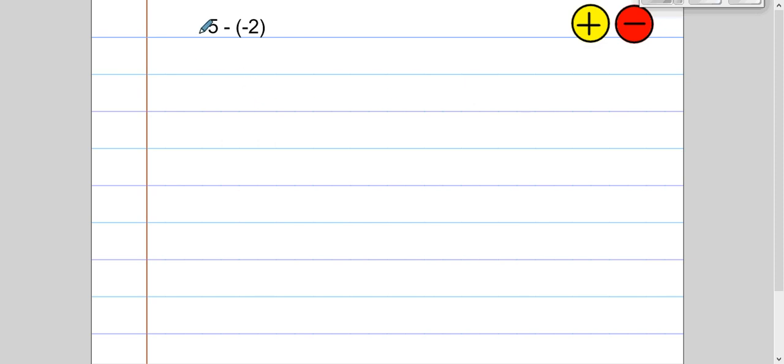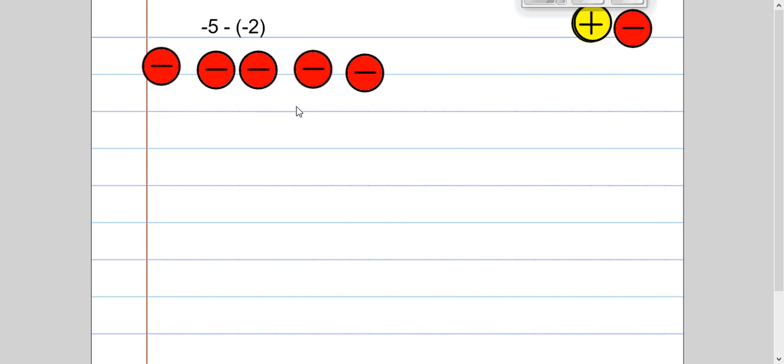In this example, we have a -5 minus a -2. So I would start off with 5 negatives on the board. That's what you would start off with. So we have our 5 negatives, and we are being told to take away, because we have a minus symbol. So that means I'm going to take away 2 negatives. So once again, you're going to show that by circling what's being taken away and drawing an arrow. What is remaining would be -3.